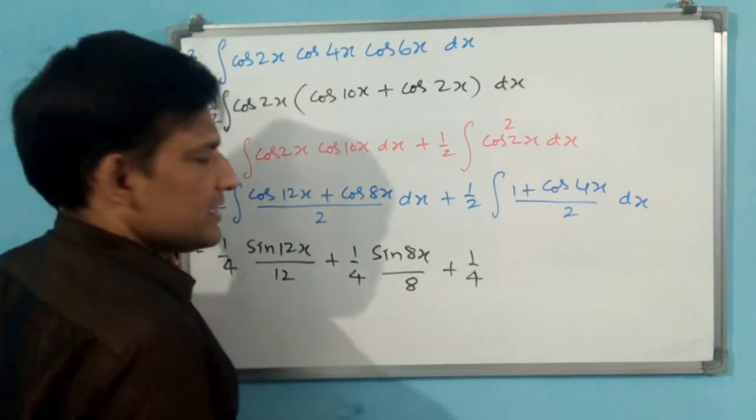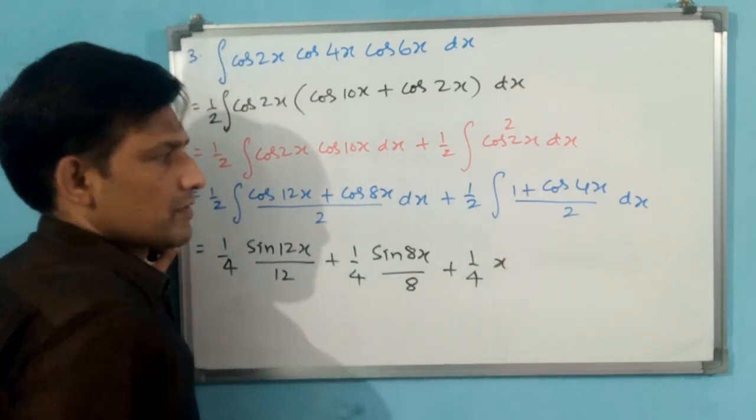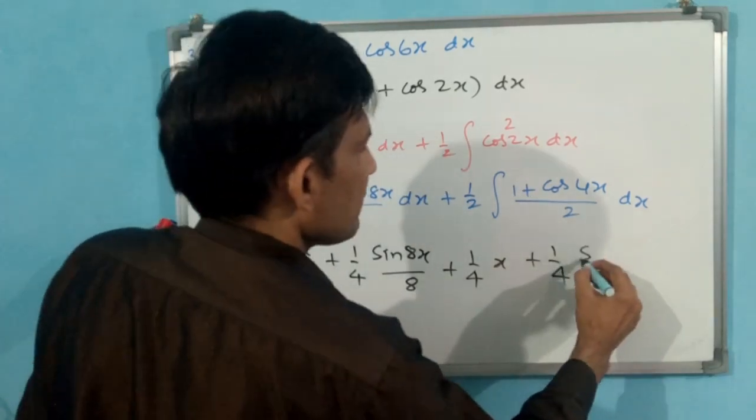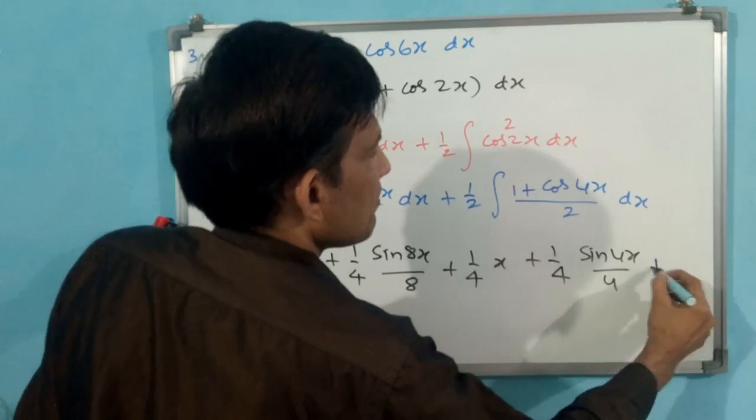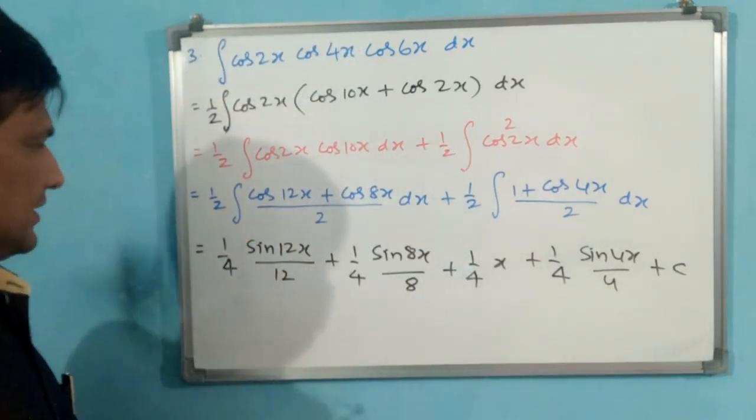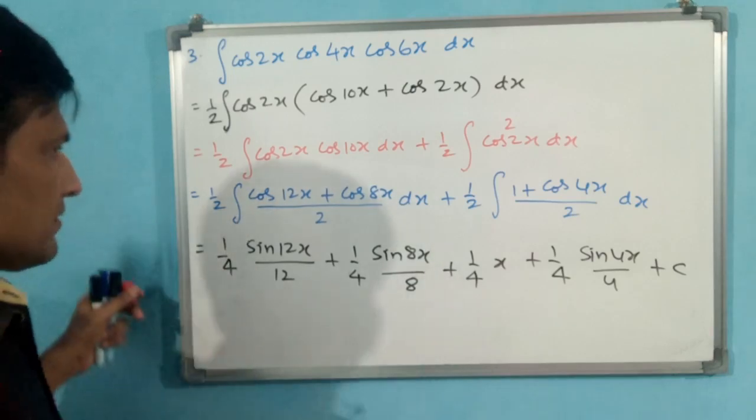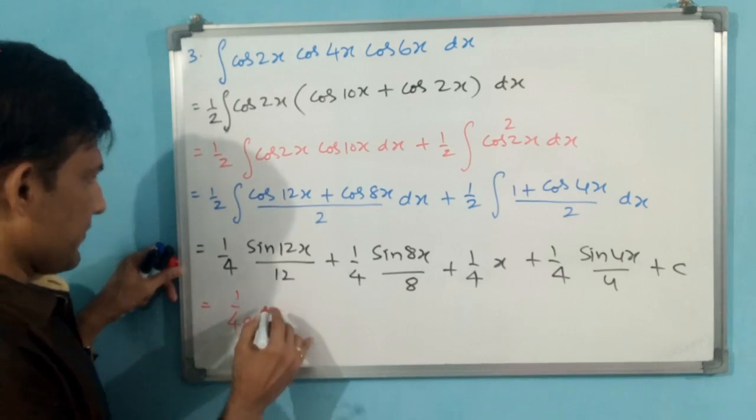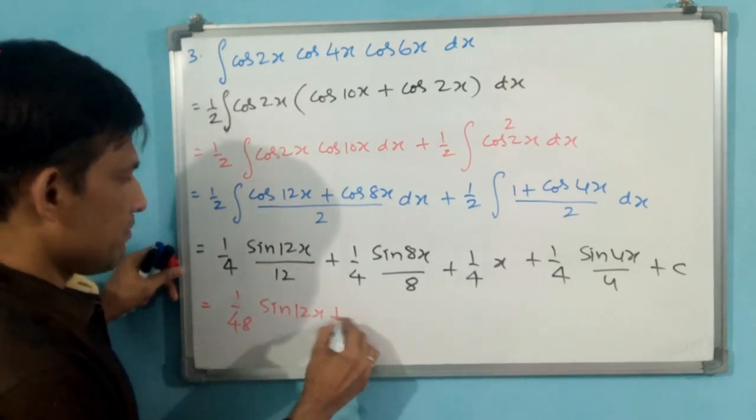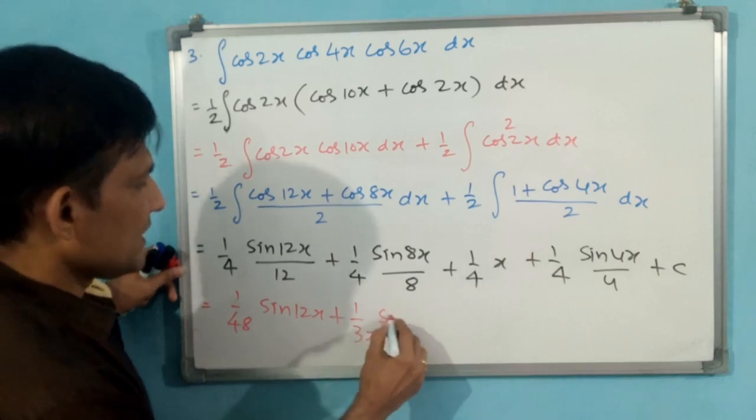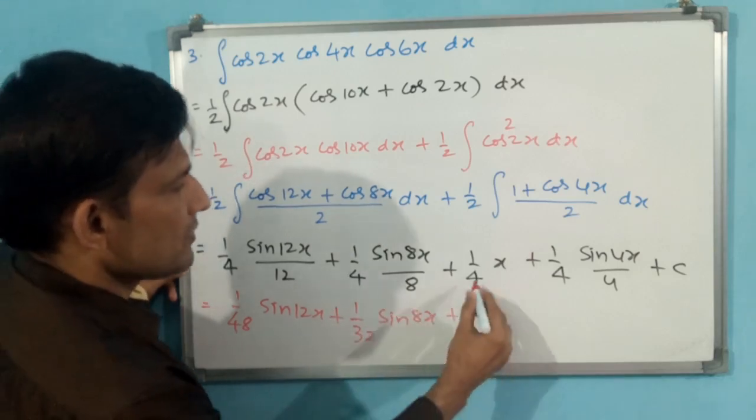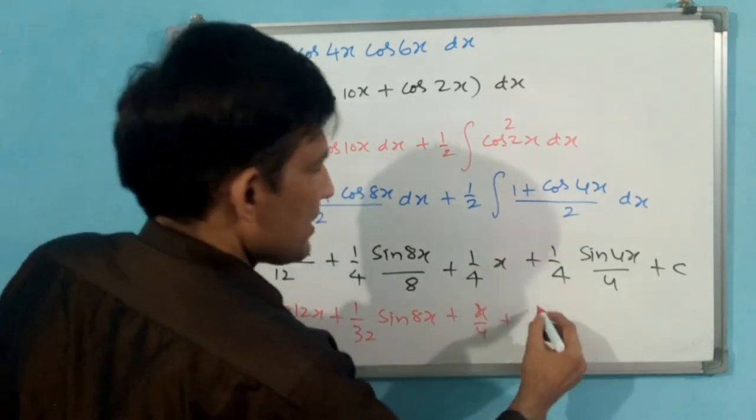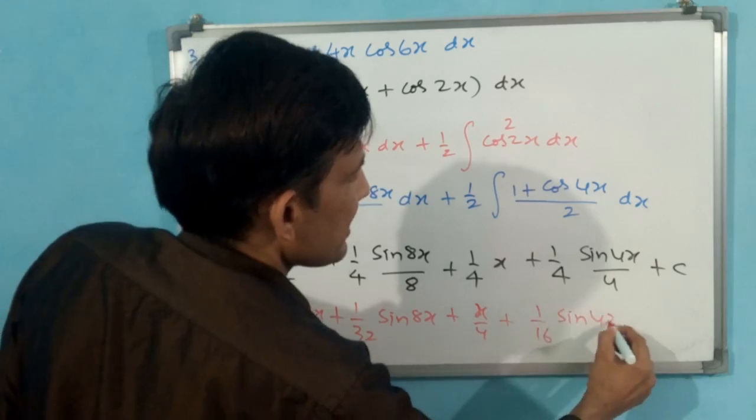See 1 dx means x plus, okay, 1 by 4 again, okay. Cos 4x means sin 4x by 4, that's all. Plus c. You write plus c last. Okay, now you segregate here. See 1 by 48 sin 12x plus 1 by 32 sin 8x plus 1 by 4 or x by 4, both are same, plus 1 by 16 sin 4x plus c.